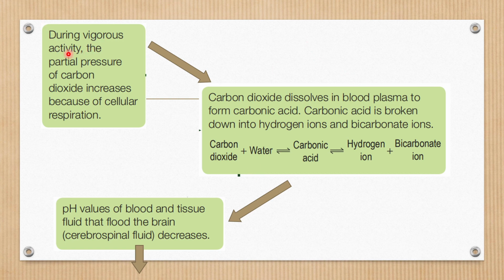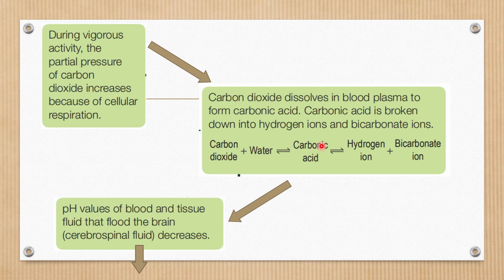During vigorous activity, the partial pressure of carbon dioxide will increase. This is the condition, because of cellular respiration. When you're doing vigorous activity, more carbon dioxide is being produced because you are actively undergoing respiration. Hence, the carbon dioxide dissolves in the blood plasma to form carbonic acid.